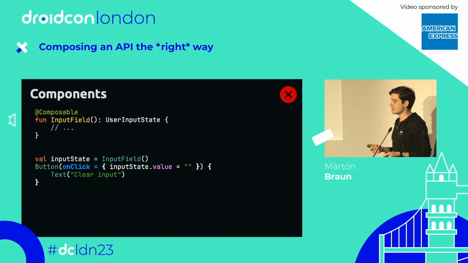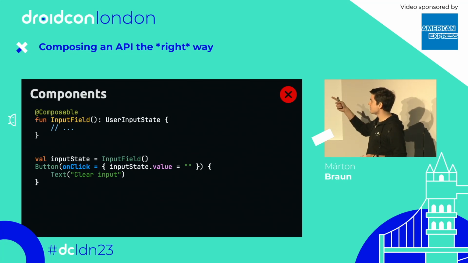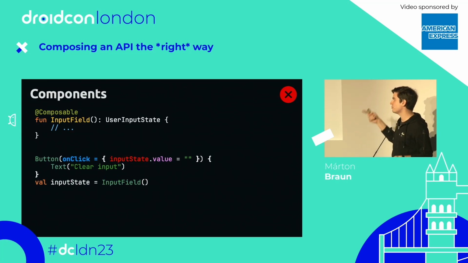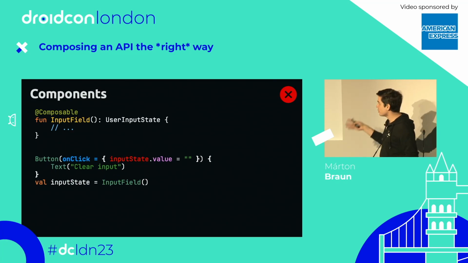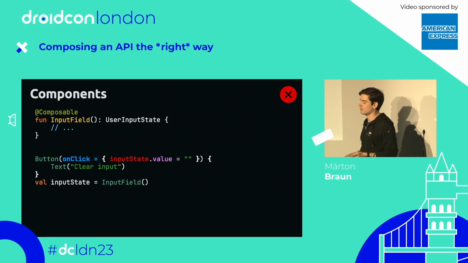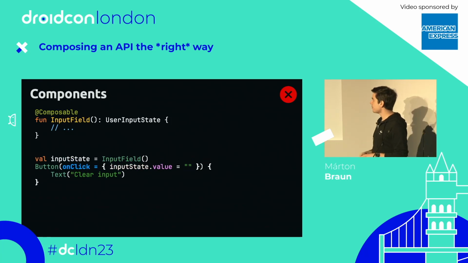The other problem is a lot simpler to see. It's just an ordering problem in code. For this input state to exist, we have to call this input field function now. So if we just want to move our UI around a bit, that no longer works because the state doesn't exist until we call the input field function, which is just really annoying in Compose because you want to be able to freely move around these components.